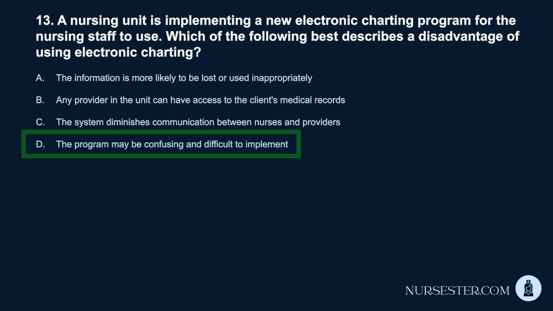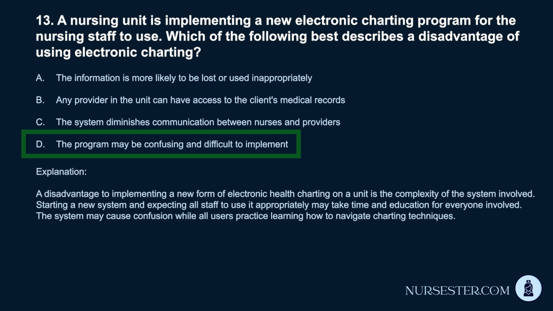Correct answer: D. The program may be confusing and difficult to implement. A disadvantage to implementing a new form of electronic health charting on a unit is the complexity of the system involved. Starting a new system and expecting all staff to use it appropriately may take time and education for everyone involved. The system may cause confusion while all users practice learning how to navigate charting techniques.